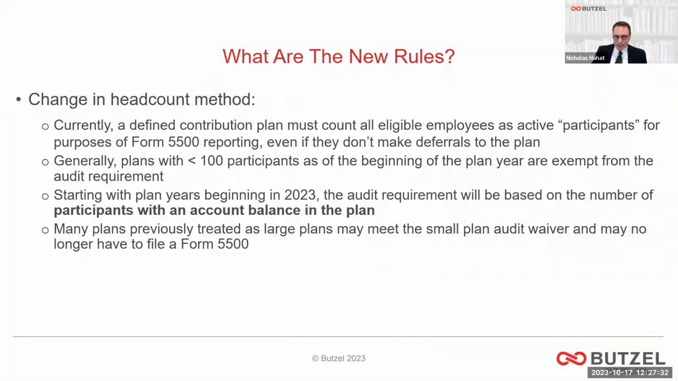There are going to be some modifications to the participant count methodology affecting who files the 5500 as a large plan. The hope is that it's going to relieve the burden for some plans, some employers, some of yourselves perhaps. So, as a refresher, under current reporting rules, employees who are eligible to defer to a defined contribution plan, so we're talking about defined contribution plans here, remember those plans with account balances, but elect not to do so are counted as active participants for purposes of this pension Form 5500 reporting.